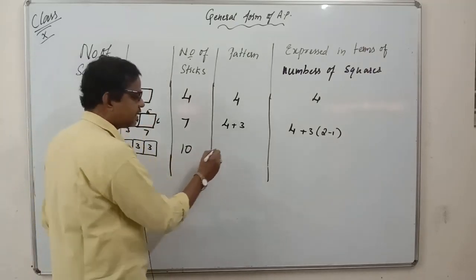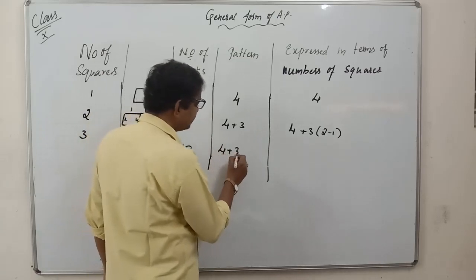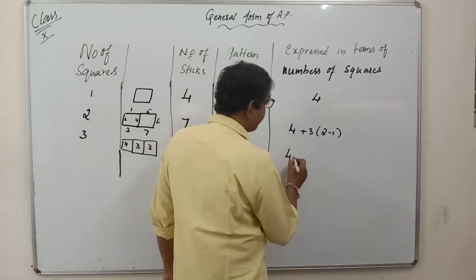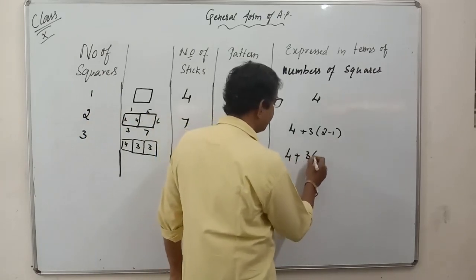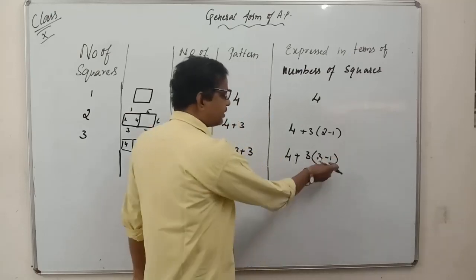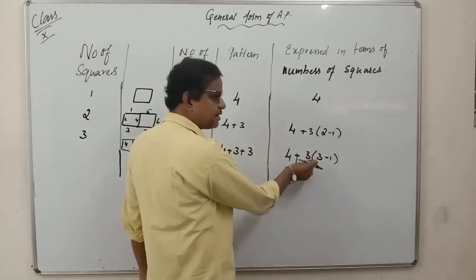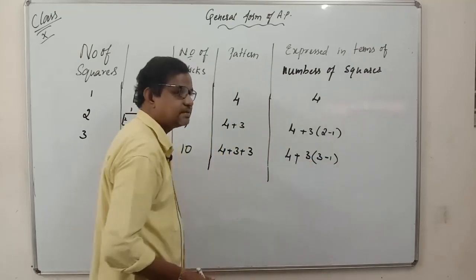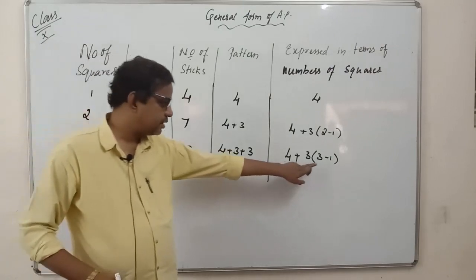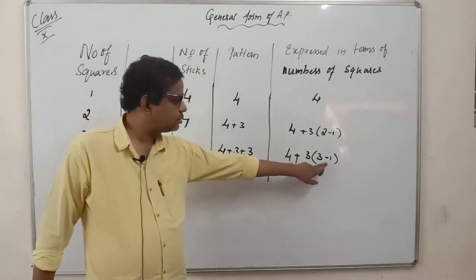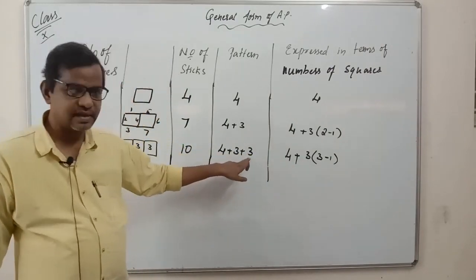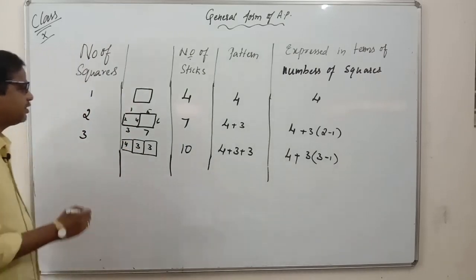Total number of sticks are how many now? 10. This can be written as 4 plus 3 plus 3, or this can be written as 4 plus 3 into, I can write it as 3 minus 1. 3 minus 1 is 2. 2 times 3 is 6. 6 plus 4 is 10. Same thing you are getting here. Observe here, 3 minus 1 is 2, 2 times 3 is 6, 6 plus 4 is 10. So 4 plus 3 into 2 is 10. Same thing you can go on writing like this.